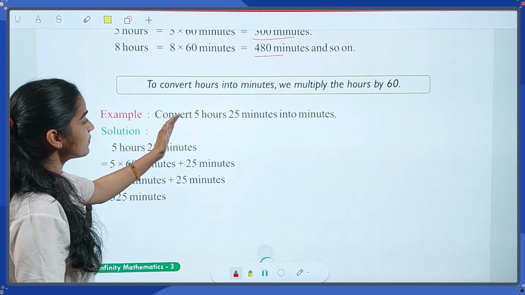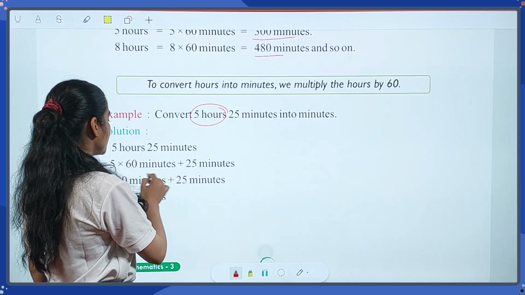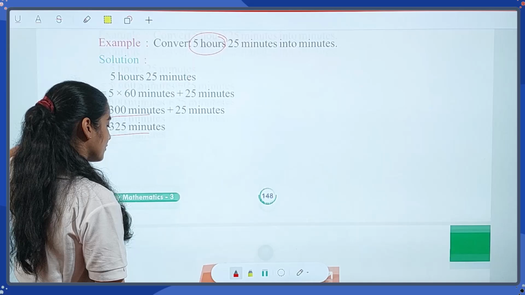Now convert 5 hours 25 minutes into minutes. So 5 hours means 5 multiplied by 60, 300 minutes, plus 25, 325 minutes.